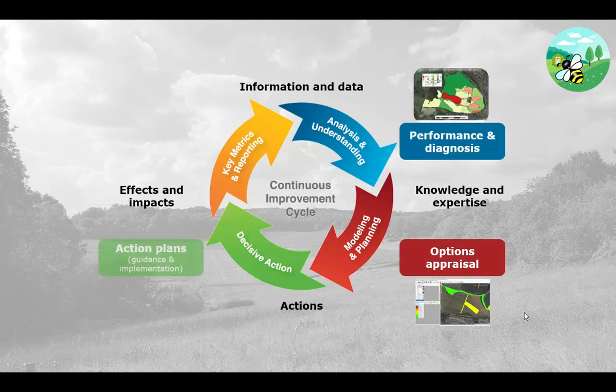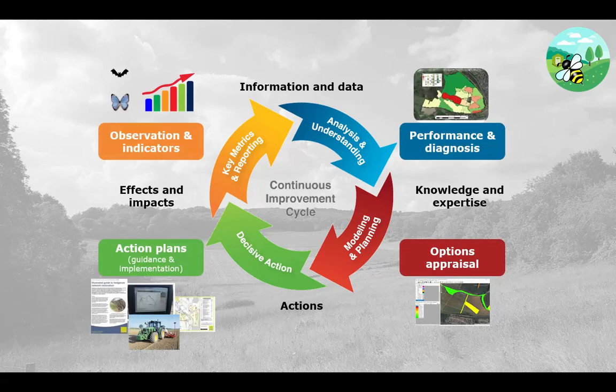So we've got our performance and diagnosis, we've got our options appraisal, looking at our what-if scenarios. We could potentially develop ideas to support action planning, be it directing and signposting to guidance or other outputs that can help that. And then we can make or help make assessments in terms of observation and indicators to see if the actions we're taking are actually delivering what we're setting out to do. Are we getting the outcomes that we want? Hopefully, with time, this iterative process should lead to a steady improvement in biodiversity and ecosystem services within our agri-food systems.